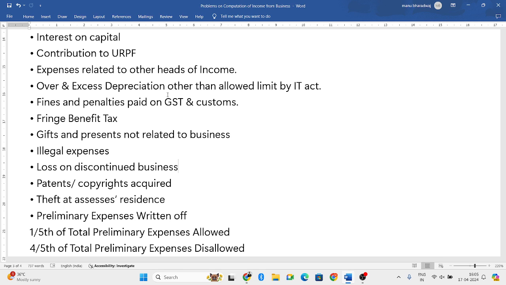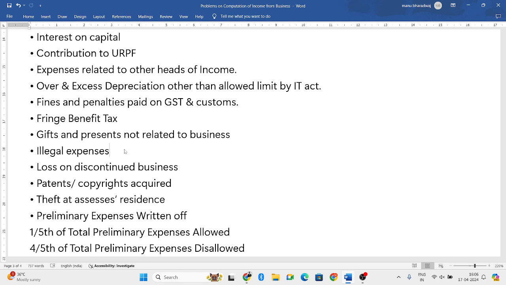Next is gifts and presents not related to business. As I told you, a gift to your wife, to the spouse, to children, all those things. Illegal expenses also. The name itself says it is illegal, so the IT law doesn't allow it.